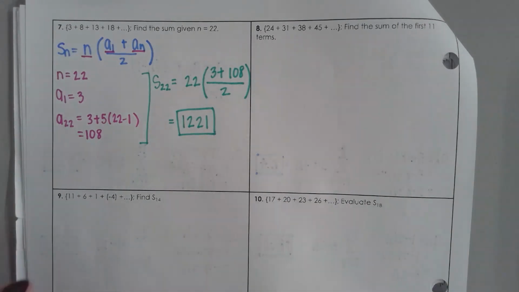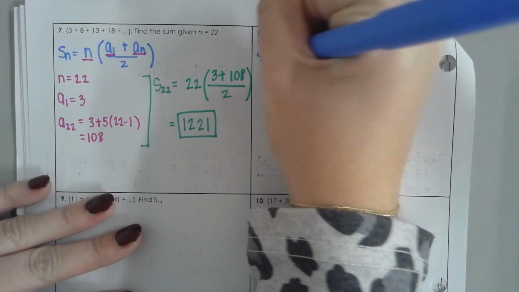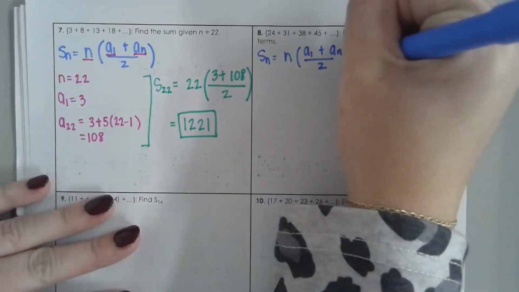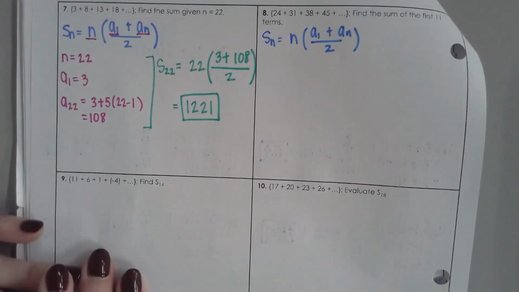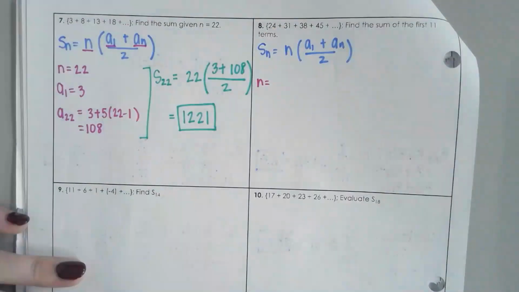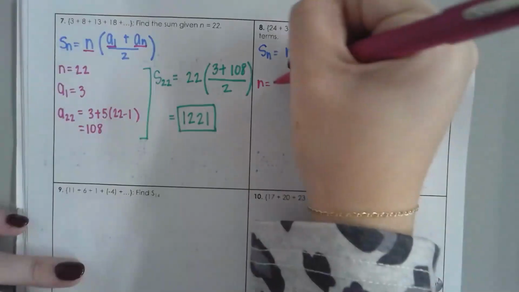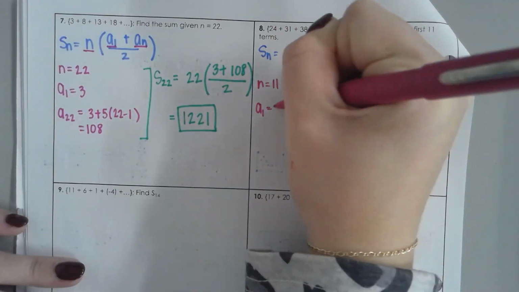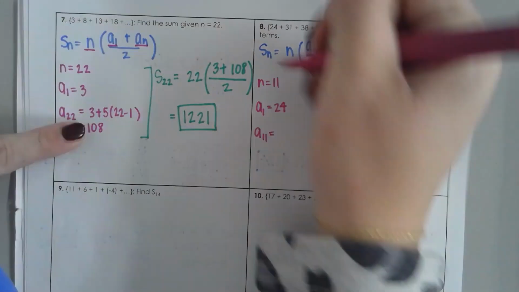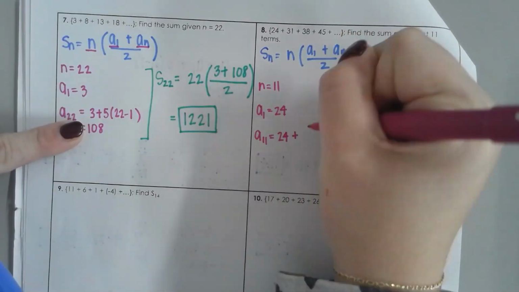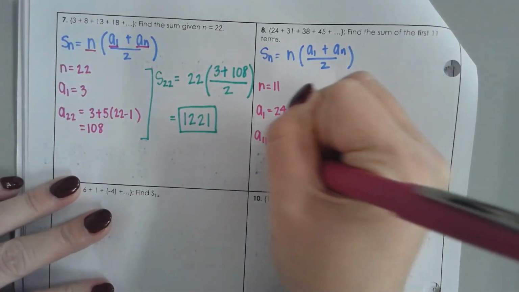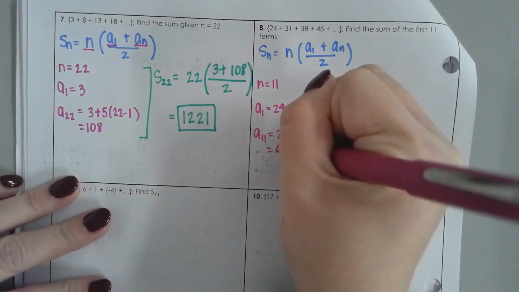Number 8. So just a reminder, there's your formula. What's my N in number 8? 11. What's A1? 24. And then I have to find the 11th term. So 24 plus, what's my common difference? 7. 11 minus 1. 70, 94.